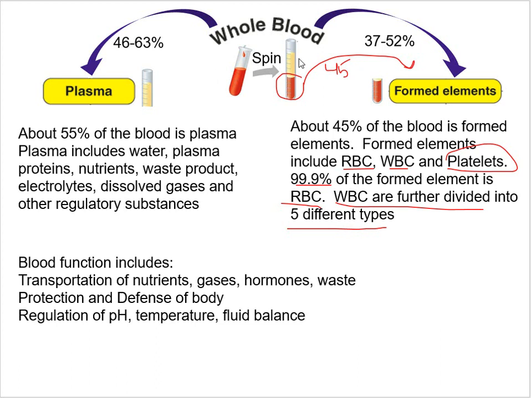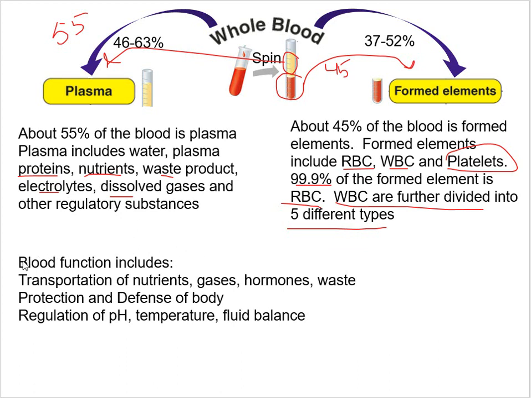And we said the plasma portion of the blood is approximately 55% of the whole blood. And plasma includes mainly water, which is 92%, but in addition to water, it has also plasma proteins, nutrients, waste products, electrolytes, dissolved gases, and other regulatory substances.